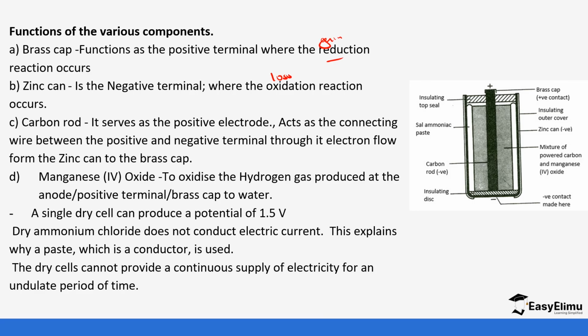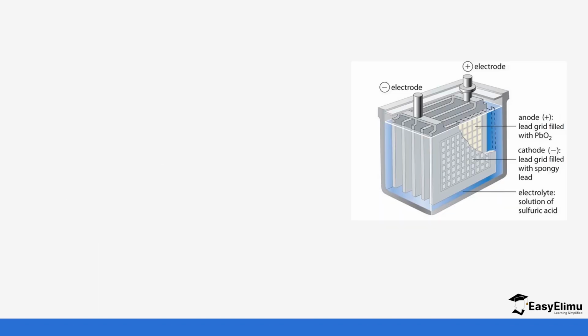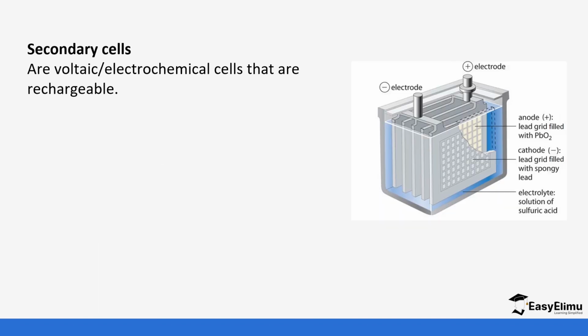These dry cells cannot provide a continuous supply of electricity. They cannot be recharged. That's why they are primary cells. After some time, they are just thrown away because they can't be replaced. So we have the secondary cells, which are rechargeable.